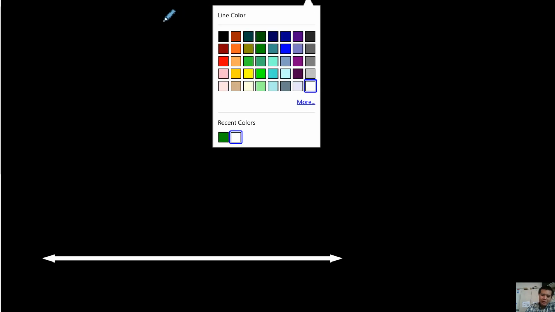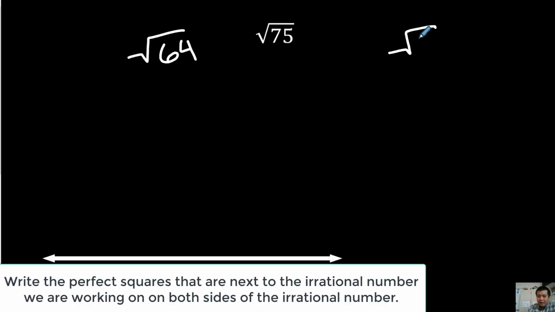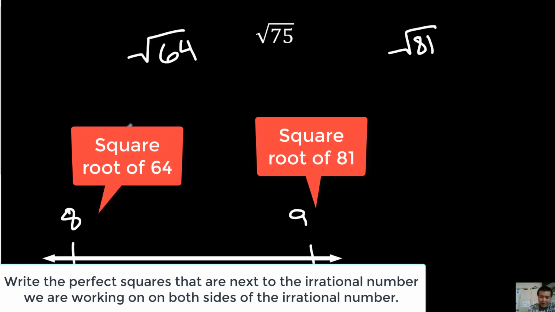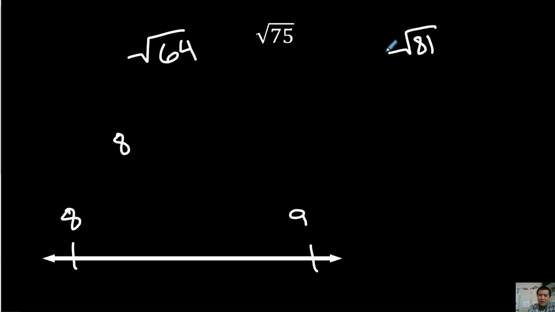So the perfect squares around the square root of 75 are the square root of 64, because that's the perfect square for 8, and the square root of 81, the perfect square of 9. So we know it's going to be in between 8 and 9, and therefore our final answer will have 8 point something. We can guess it's probably a little closer to 9, because the difference between 75 and 81 is 6, and the difference between 64 and 75 is 11.